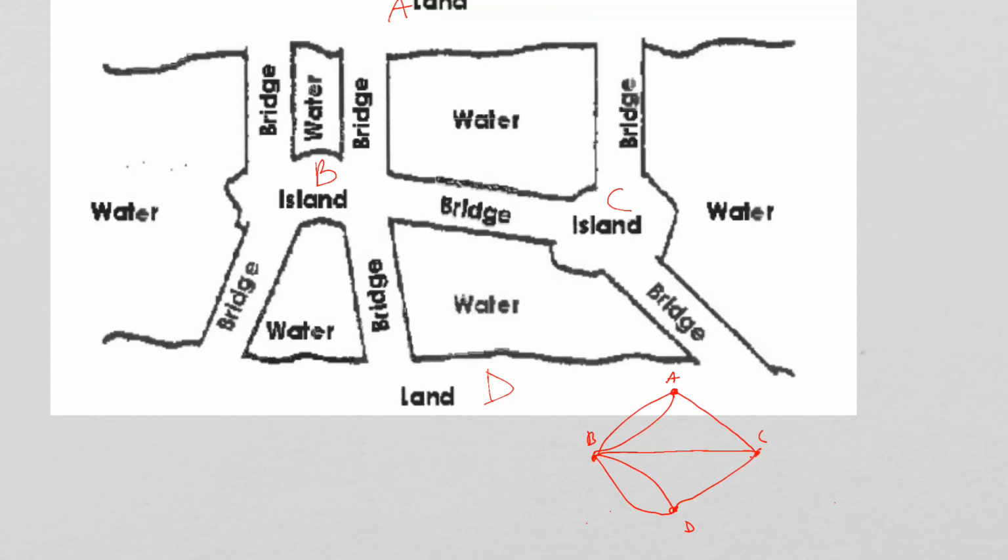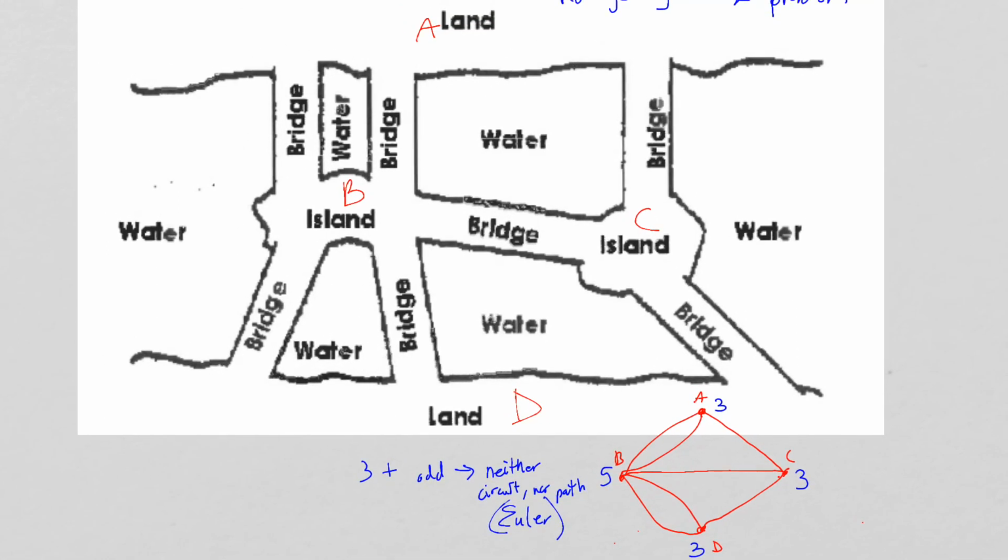Okay, so if we label this though, this is a 3, that's a 3, that's a 3, and this is a 1, 2, 3, 4, 5. Man, these are all odd. So 3 plus odd, that means neither circuit nor path, okay, for Euler. So why is it no? Because you have lots of odds here. It's not going to give us a circuit, it's not going to give us a path. So unfortunately, we got bad news for the townspeople.